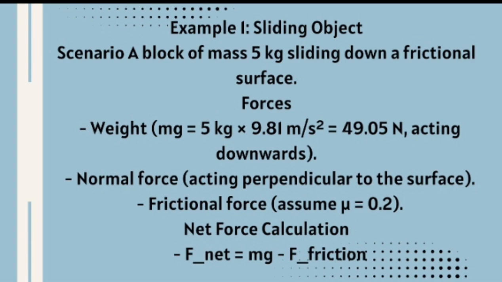A 5 kilogram block sliding down a surface with friction. The forces acting on the block include its weight, calculated as mg, which equals 49.05 N, and the normal force acting perpendicular to the surface, along with the frictional force. For this example, we'll assume a coefficient of friction of 0.2.